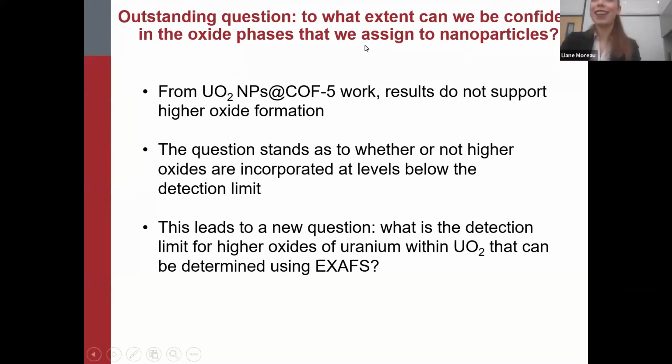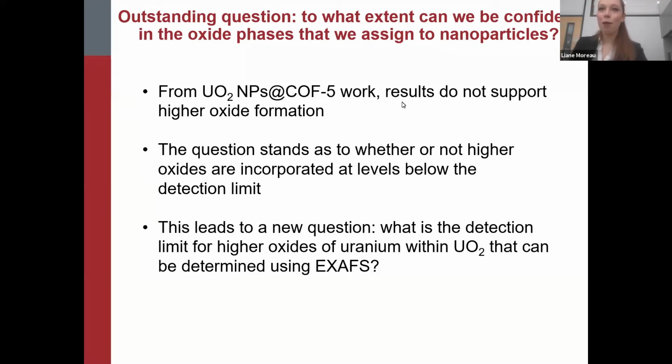All right, so if we are going to continue working with uranium oxide, the outstanding question that we have here is, to what extent can we be confident in the phases that we are assigning to the nanoparticles? Our results from before don't really support that we have higher oxide formation. That doesn't mean that it's not there, but our results don't directly support it. But the question stands as to whether we did have incorporation of higher oxides that is just below the detection limit. And that takes us to a more fundamental question: what is the detection limit for higher oxides of uranium within UO2 that can be determined using XAFS?